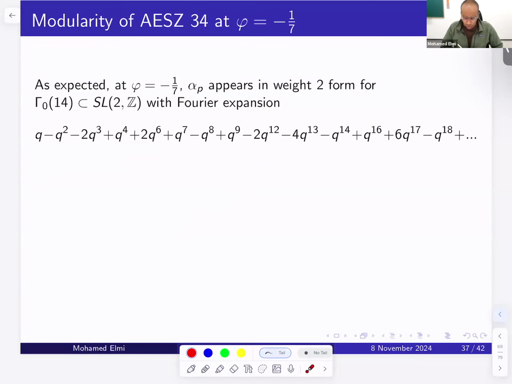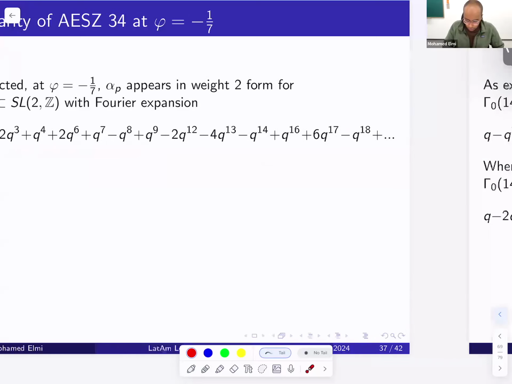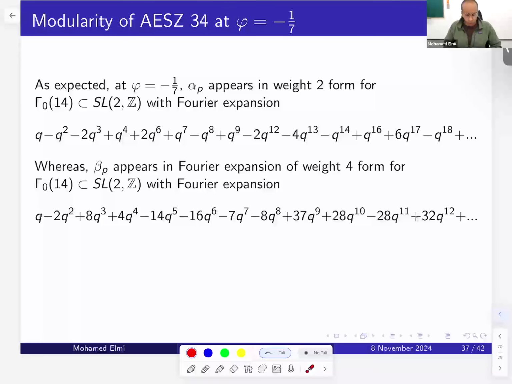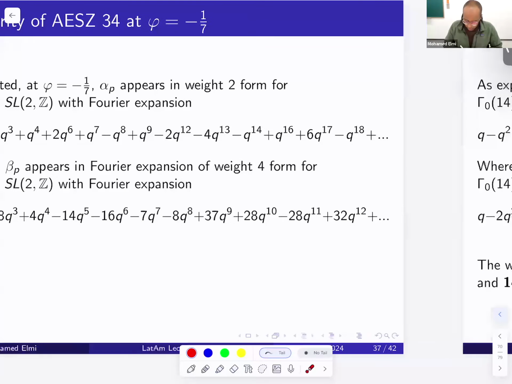In this Frobenius polynomial, you have these modular forms. So okay, here's the modular form, its coefficients tell you about point counts, or actually you need both of them. You need the weight 4 and the weight 2 one. Their coefficients tell you about point counts over finite fields, when phi is minus a seventh.